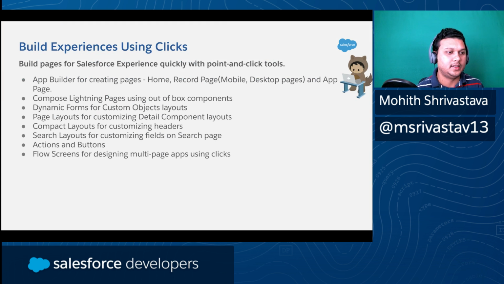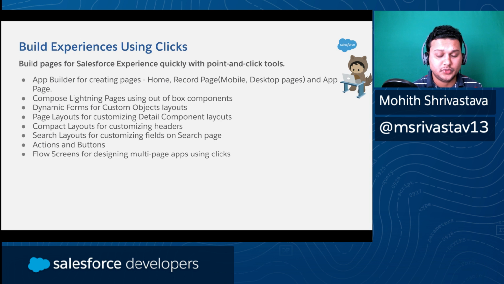So today, we'll start exploring App Builder. App Builder is our primary tool for creating pages. Let's say you want to create a home page or a record page or an app page. You can easily do that with App Builder. And we will see how it relates to page layouts. We'll explore dynamic forms that are very new to the platform, and then how to use out-of-the-box components to compose your pages.